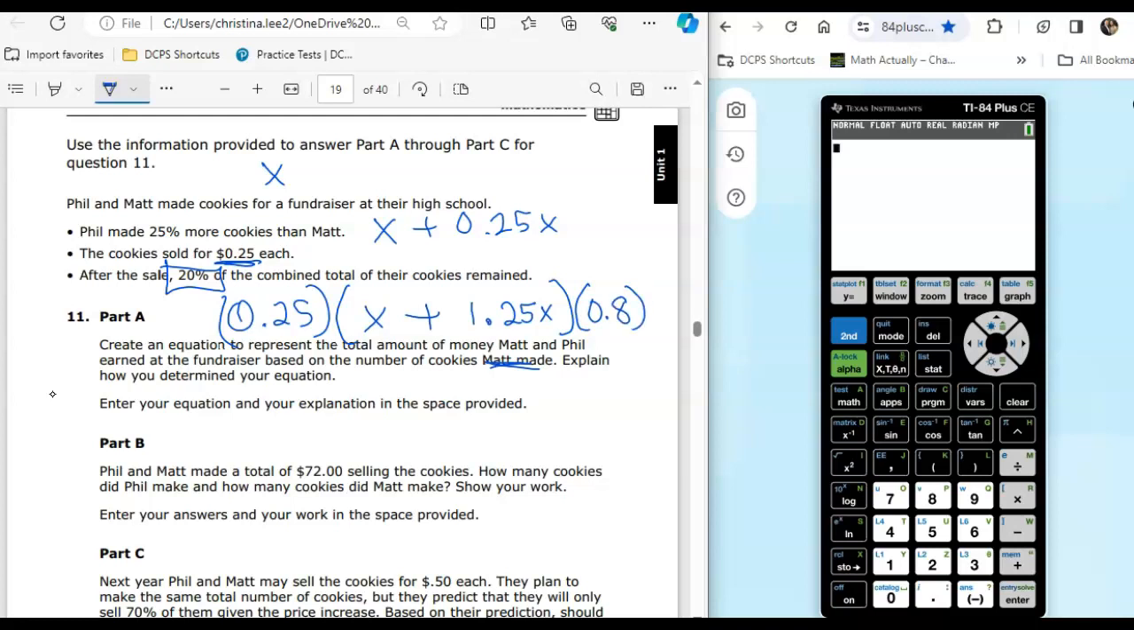Rather than taking this amount and subtracting 20% from it, we can multiply by 80% because that's the amount of cookies that are left. And so then this is going to equal the amount that they made. Okay, so this is the total amount of money that Matt and Phil earned at the fundraiser based on the cookies made. The key thing here is that you need to explain how you determined your equation.